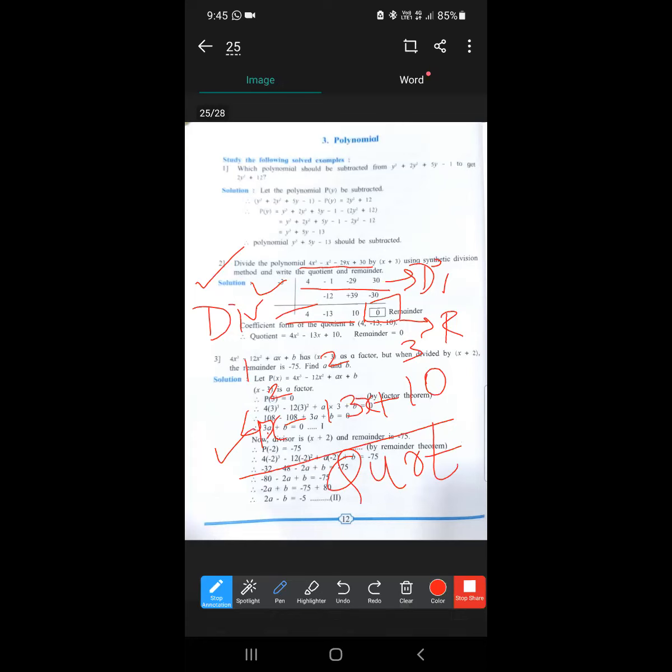Okay, so whatever the number of terms are there, subtract from 1. If 3 are there, then 2. If 4 are there, then 3. And whatever answer you get, that will be the highest degree, and use the variable which is used in the question. If it is given as x, don't use y or any other variable. Okay, so this is how you write the quotient in the polynomial form.